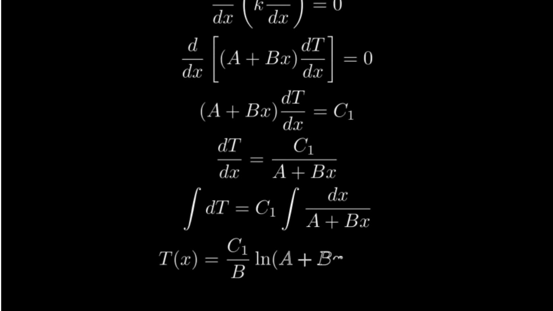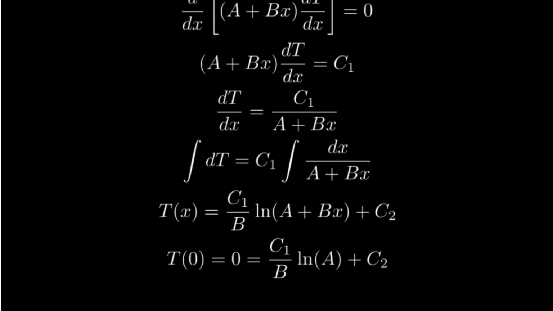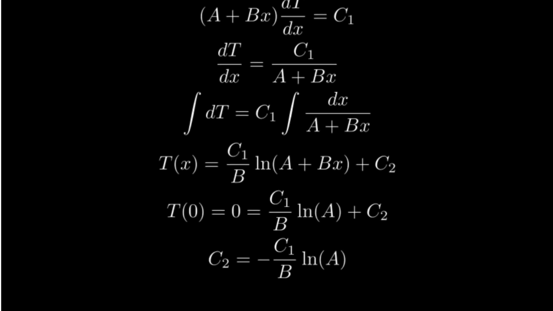The integral of dx over A plus Bx gives us 1 over B times the natural logarithm of A plus Bx. So, T of x equals C sub 1 over B times the natural logarithm of A plus Bx plus another integration constant C sub 2. Now, we need to apply our boundary conditions to find the constants C sub 1 and C sub 2. First, at x equals 0, T equals 0. Substituting, we get 0 equals C sub 1 over B times natural logarithm of A plus C sub 2. Solving for C sub 2, C sub 2 equals negative C sub 1 over B times natural logarithm of A.